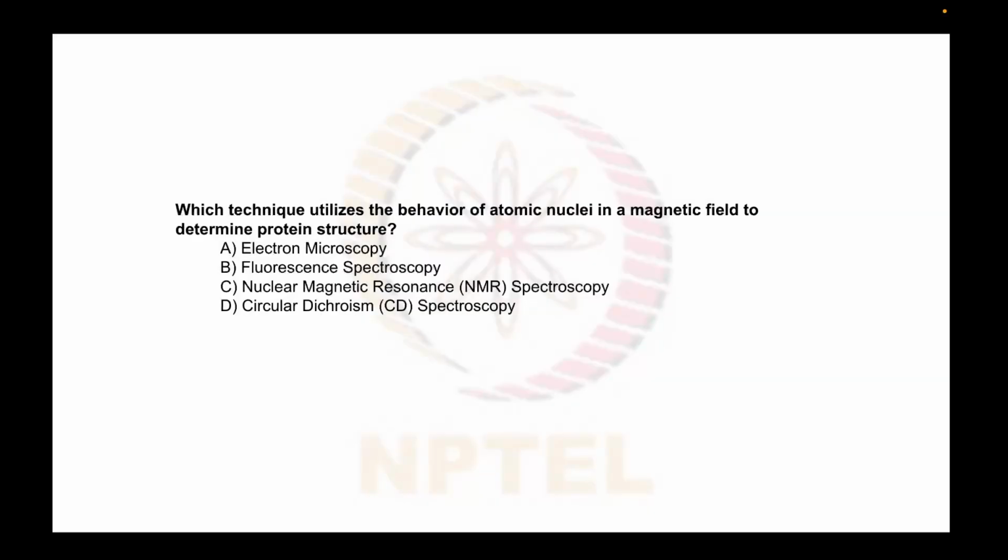So then I have one more. Which technique utilizes the behavior of atomic nuclei and magnetic field to determine the protein structure? Whether it is electron microscopy, fluorescence spectroscopy, NMR spectroscopy, or circular dichroism spectroscopy.